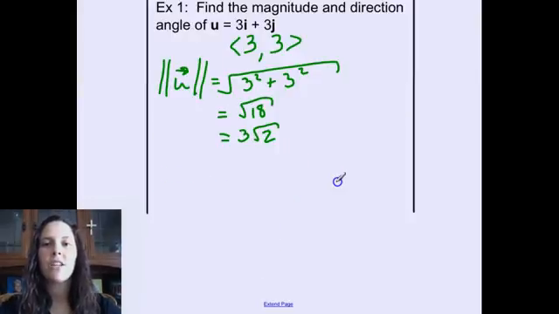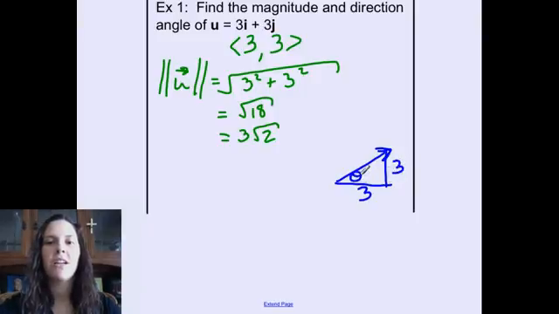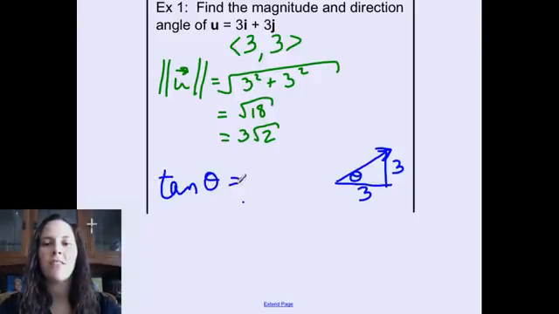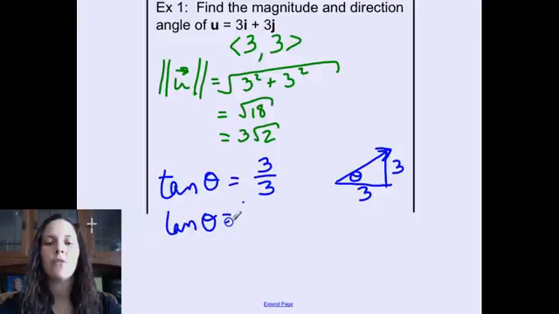To find the direction angle, we can think about setting up a triangle. Here's our vector with x component of 3 and a y component of 3. We're looking for theta. Thinking about SOHCAHTOA, we have opposite and adjacent, which gives us the tangent of theta. In our case, opposite over adjacent is 3 over 3. This is a unit circle value. We do know where the tangent equals 1. In degrees, that would be 45.